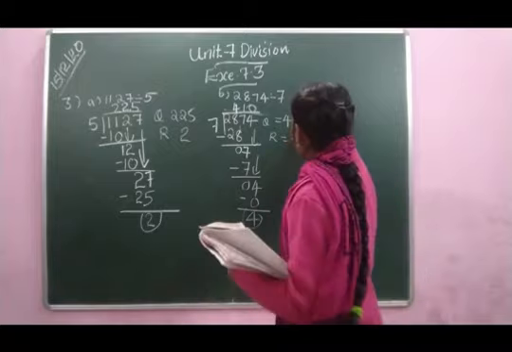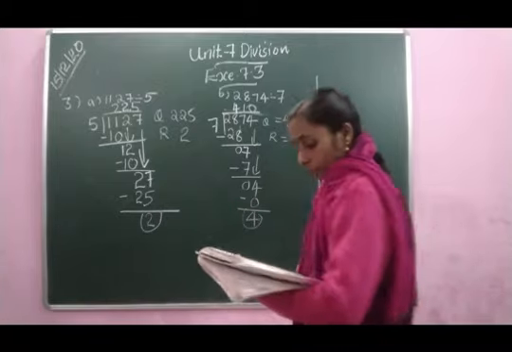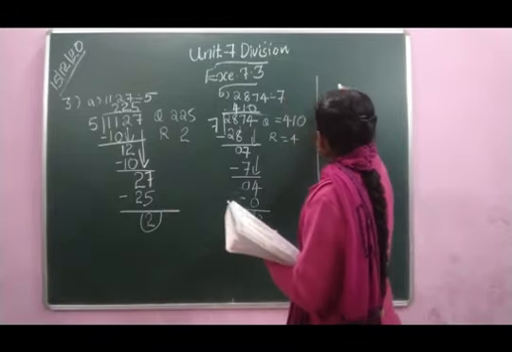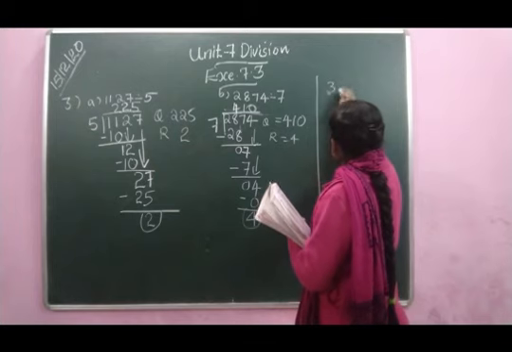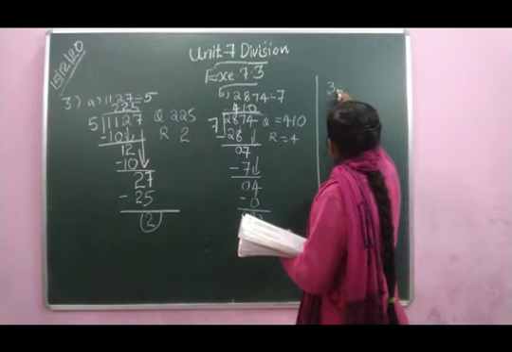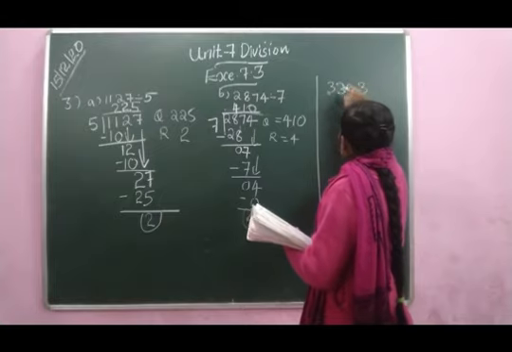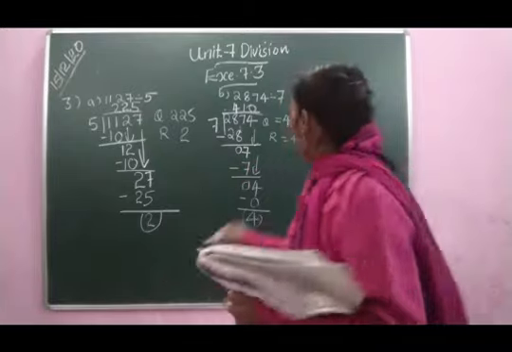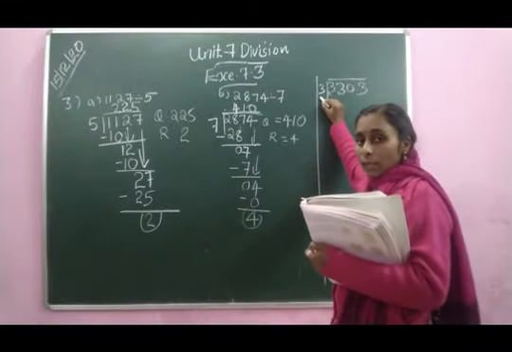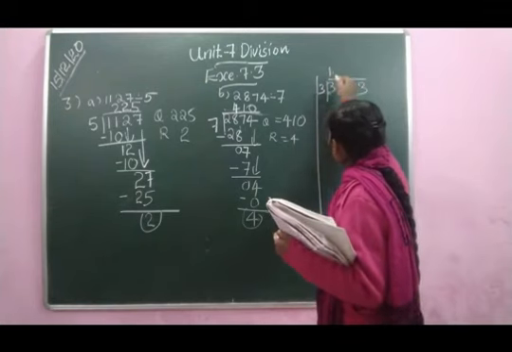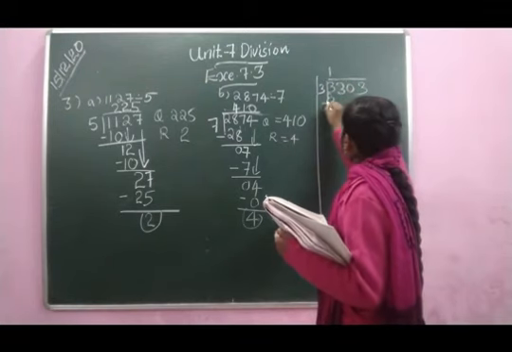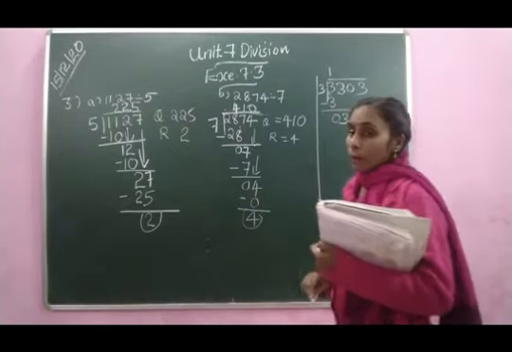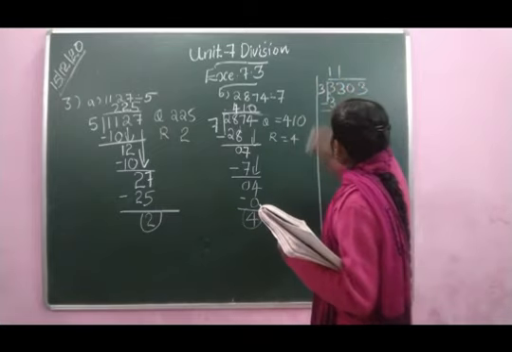Okay. Next question. 3,303 divided by 3. Okay. First we should take 3. How many 3s are in 3? 1. 1 3 is 3. Then 3 minus 3, 0. The next 3 comes down. How many 3s are in 3? 1. That 1 we have written.